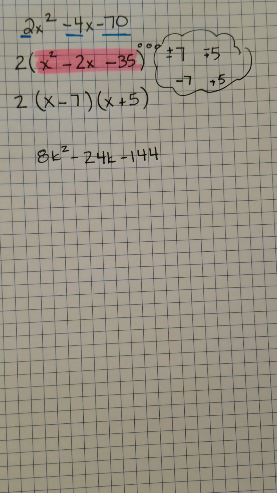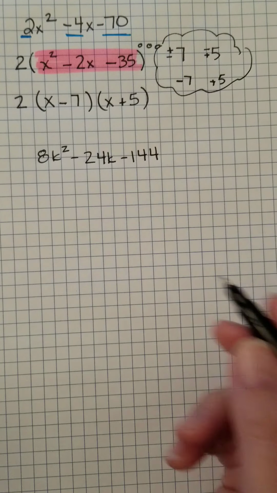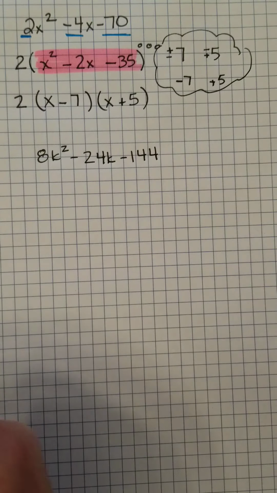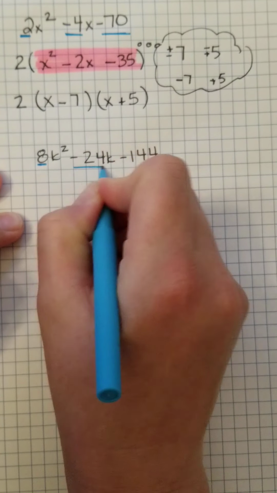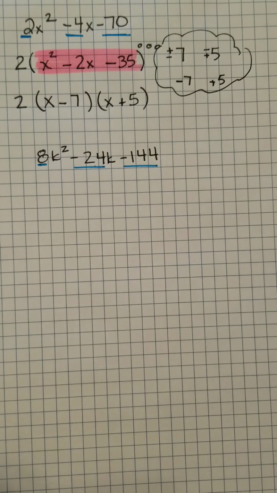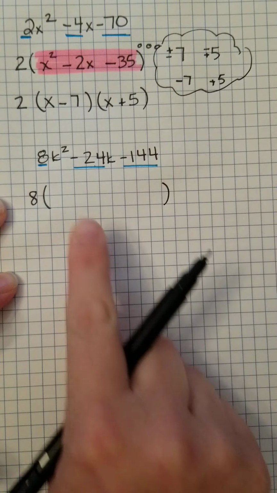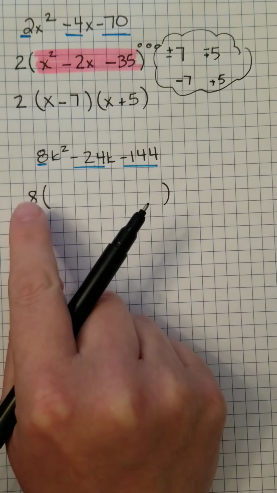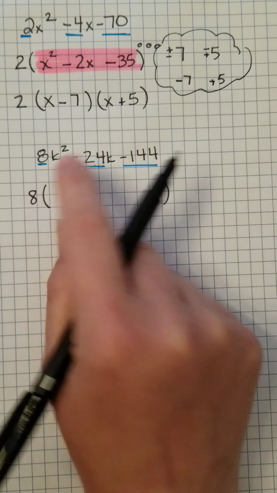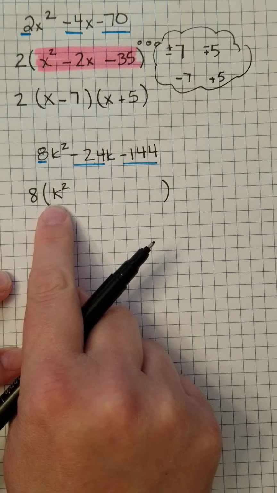I believe it's 18. Yes, so 8 goes into 144 18 times. So I am going to look at these. 8 goes into 8, 24, and 144. So I'm going to extract the 8. I'm going to pull an 8 on the outside of parentheses, and then I'm going to think to myself, what do I multiply 8 by to get 8k squared? Well, 8 times k squared will give me 8k squared.